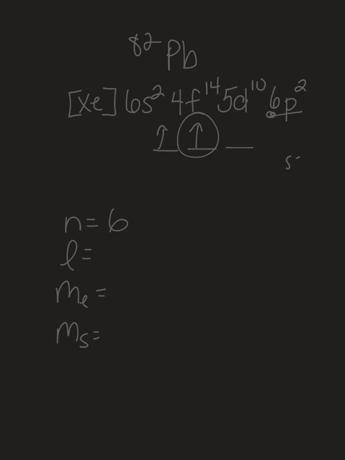So again, S is equal to 0, P is equal to 1, D is equal to 2, and F is equal to 3. So my L, because I'm in a p orbital, is going to be 1. And then my ML is going to be, if the center is 0, again, that's -1, so that's +1. So this right here, your ML is going to be 0, because that's the orbital that electron is in. And again, it's an up arrow, so it's going to be +1/2.